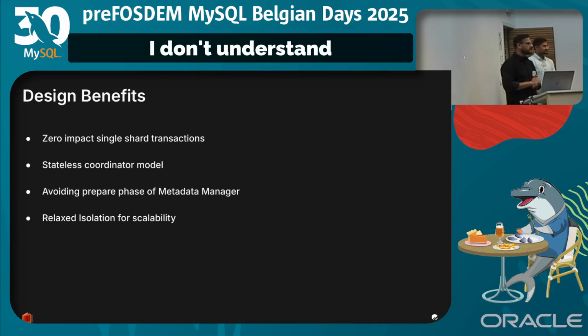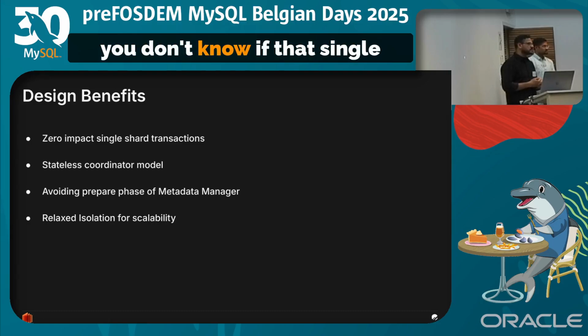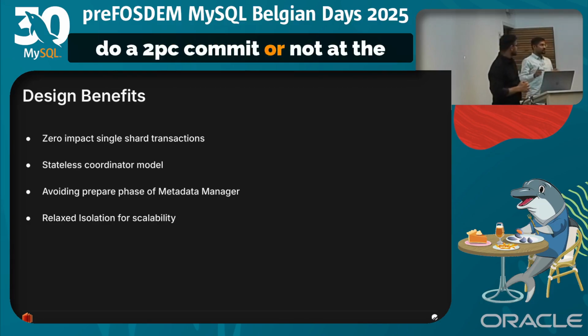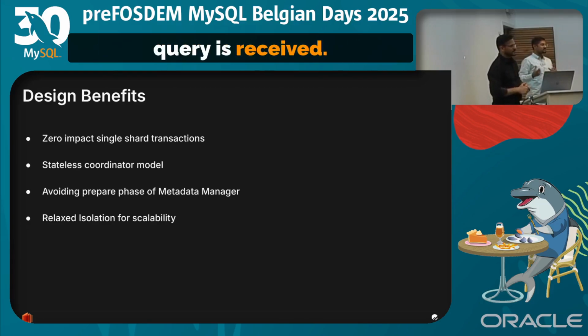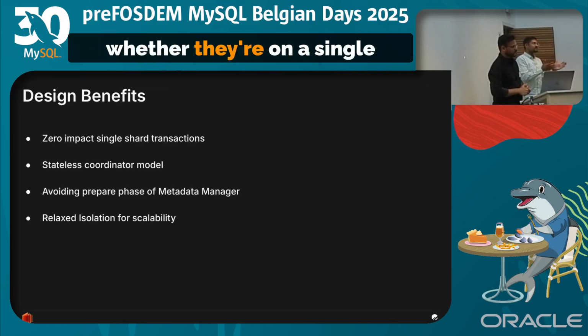I don't understand why it is zero impact on a single shard transaction. Because when that single shard transaction is happening, you don't know if it will eventually become a multi-shard transaction. So the thing is that we take the decision of whether we need to do a 2PC commit or not at the time that the commit query is received. So we receive the commit, and we know the queries that have been run so far, whether they're on a single shard or not. Yes, but right.